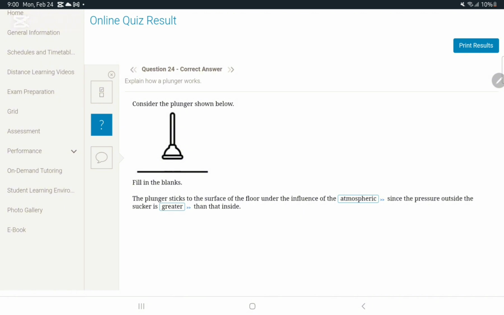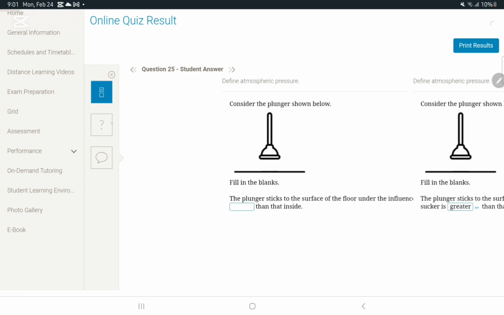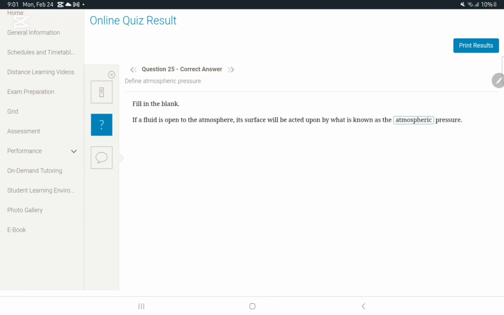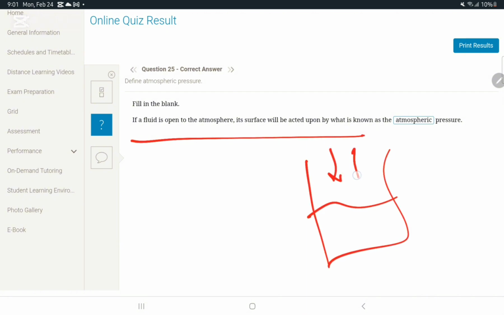This is to be memorized. It's an application of pressure. When a plunger sticks to the surface, it's because of the atmospheric pressure. The pressure on the outside, which is atmospheric pressure, is greater than the pressure on the inside. So the pressure inside this plunger is smaller than the pressure on the outside. If the fluid is open to the atmosphere, the surface will be acted upon by what is known as the atmospheric pressure.